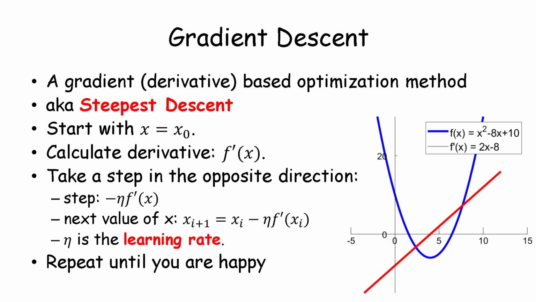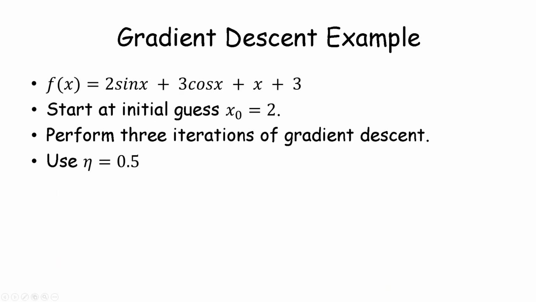Let's formalize the process of gradient descent. We would start with an initial guess of our parameter. We would then calculate the derivative at that point. We would then update our parameter by taking a step in the opposite direction of the derivative. If the derivative is positive, we would reduce x. If it is negative, we would increase x. And we would repeat this process over and over until we are happy with the result or until we run out of patience.